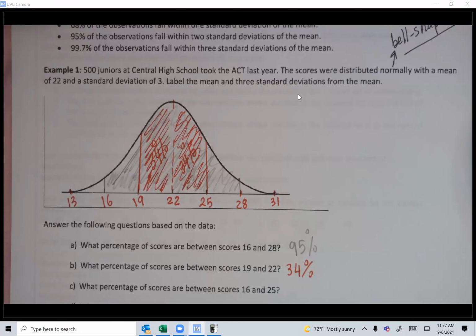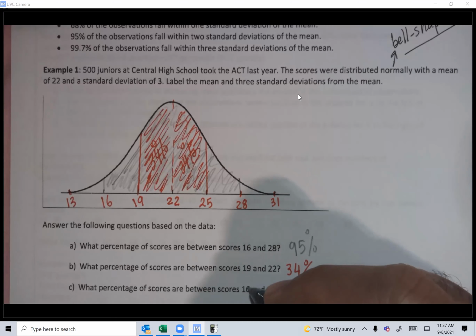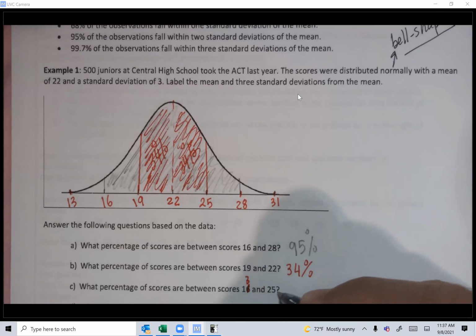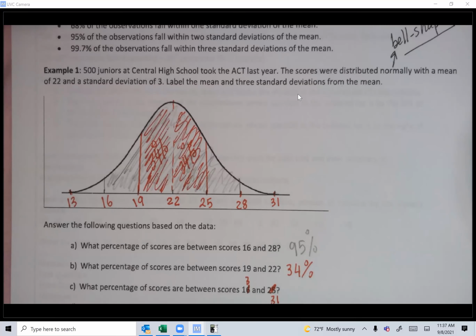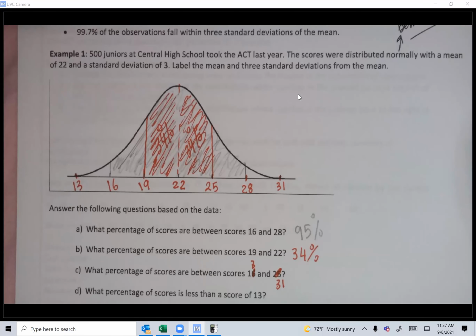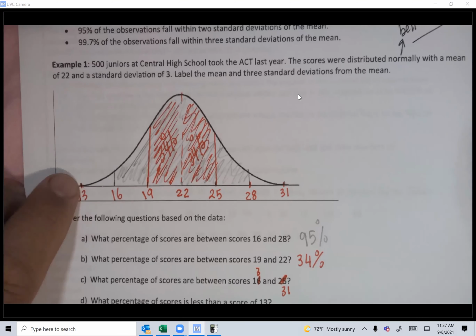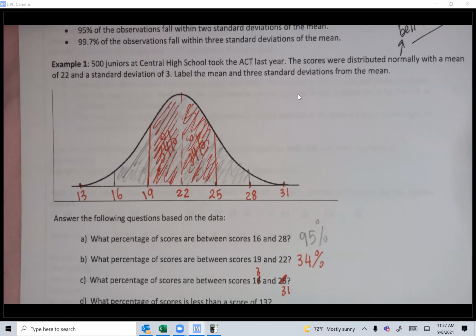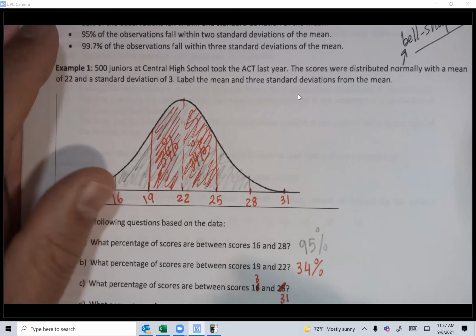Okay. What percent of the scores is between, I'm going to change this, 13 and 31? 13 and 31. We should know that by heart, guys. This is 3 standard deviations above and 3 standard deviations below. The percentage is what? 99.7%.